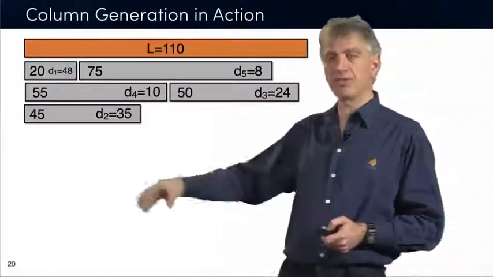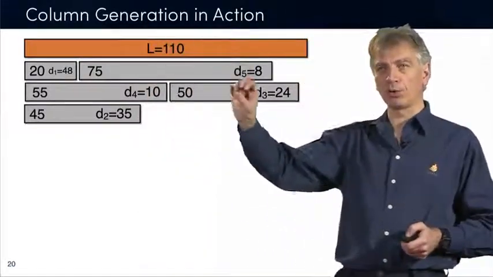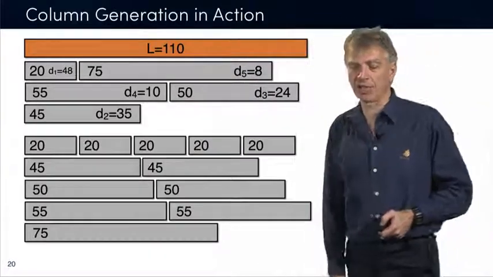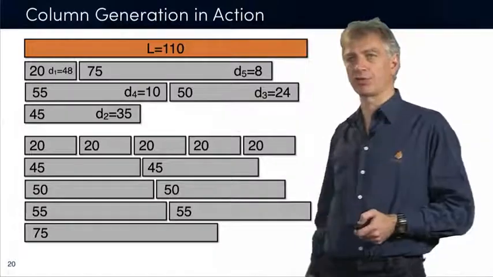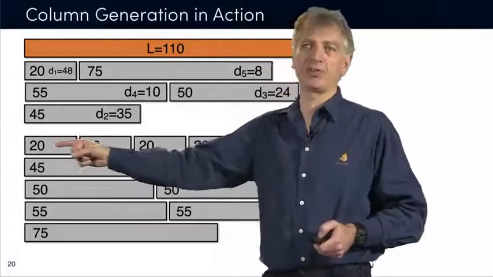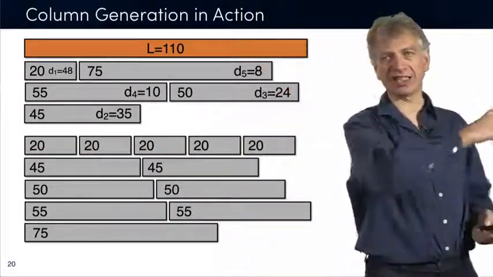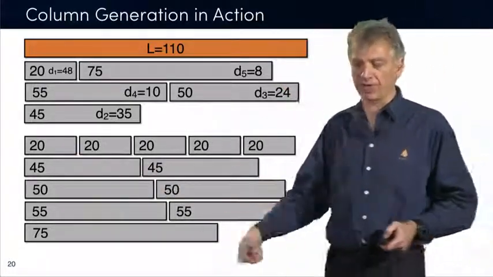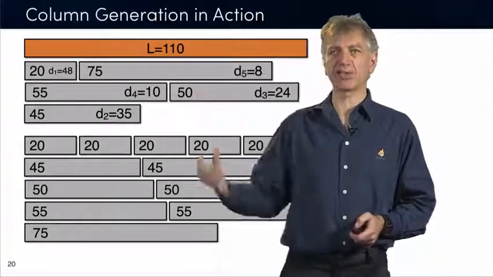Okay, so we basically have this big board. You have the various demands for the various types of shelf. We start with a very simple set of configurations. We take shelf of size 20, and we cut as many of them as possible. We do the same thing for 45, for 50, 55, 75. So these are my set of initial configurations.